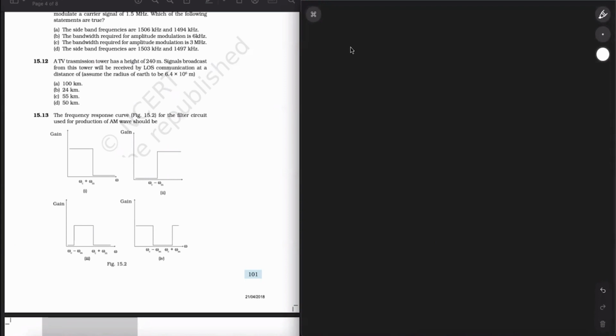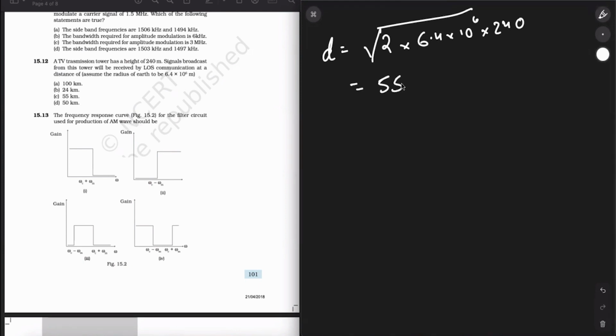Since d is equal to under root 2rh, we can just simply put in the values. D is equal to under root of 2 into the radius of Earth, 6.4 into 10 to the power of 6, into h, 240. If I calculate this, it is equal to 55.4 into 10 raised to the power of 3 meters. Therefore the range will cover 55.4 kilometers.